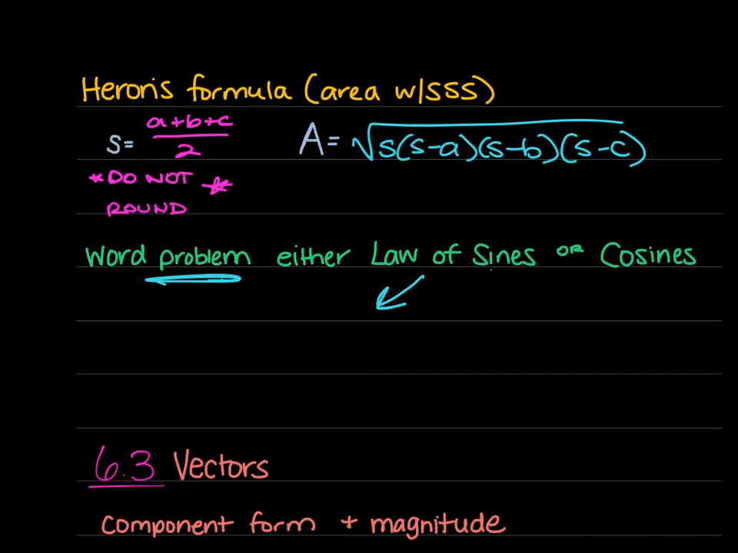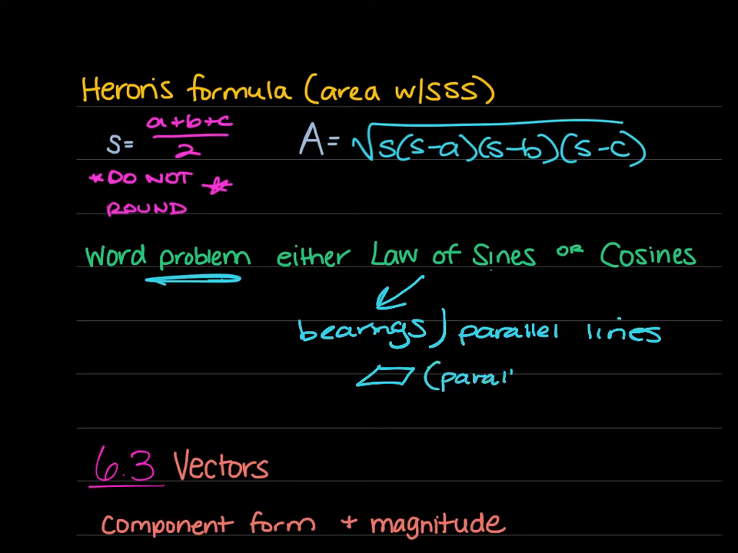Remember, if you want to go back through your quiz problems and your homework problems, all that stuff, there are some on your test review, but there's plenty to look at. You want to review bearings. You want to review parallel lines. Properties of parallelograms. Remember, opposite angles are congruent, opposite sides are congruent, consecutive angles are supplementary, diagonals bisect each other. I would say all that stuff is fair game.